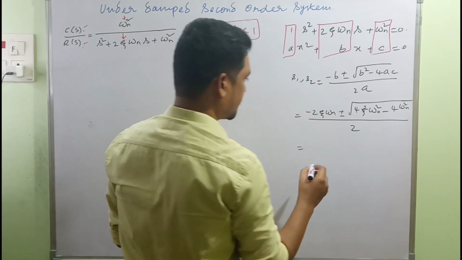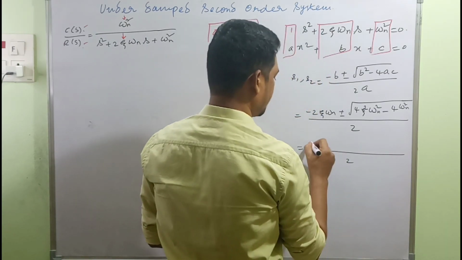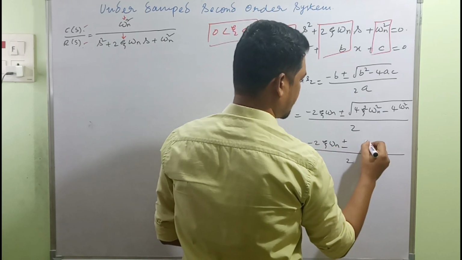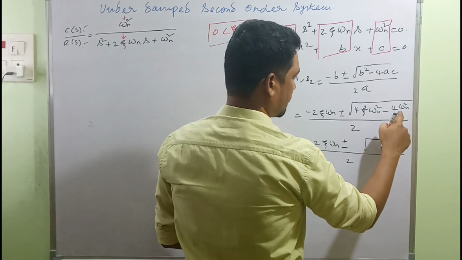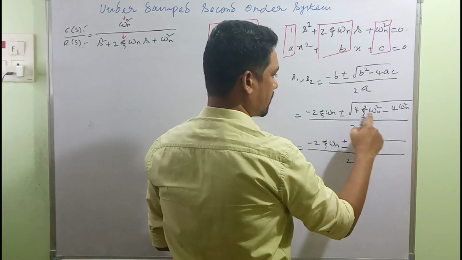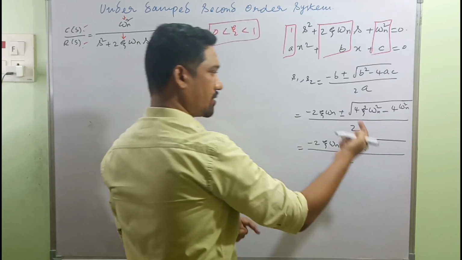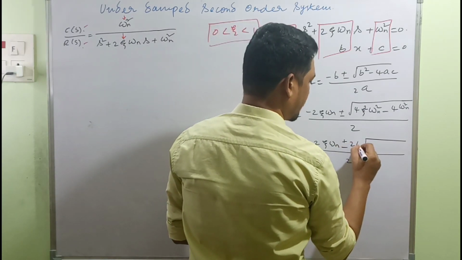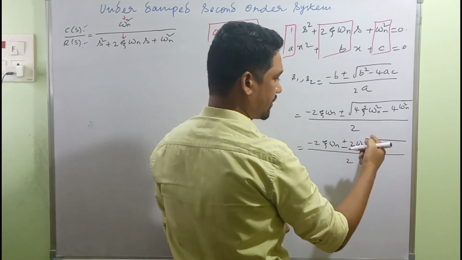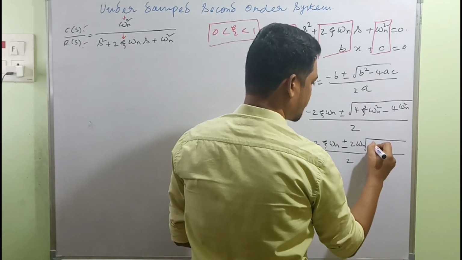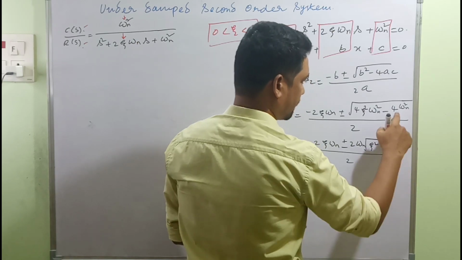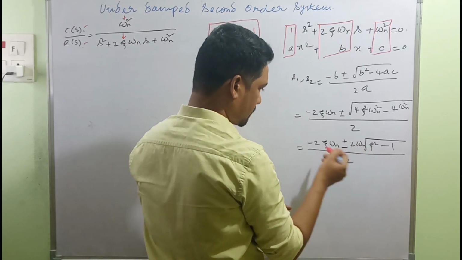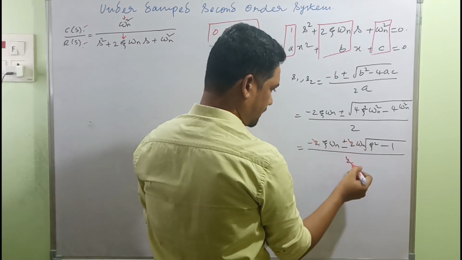So which will be equal to what? It's 2 as it is, minus 2 zeta omega n plus or minus, taking 4 omega n square out as common from this and this, and also taking that term out of the under root, that will be twice of omega n. Square gets cancelled with that root, so what is left over is zeta square minus 1, since 4 omega n square came out. With this transition, these values get cancelled.